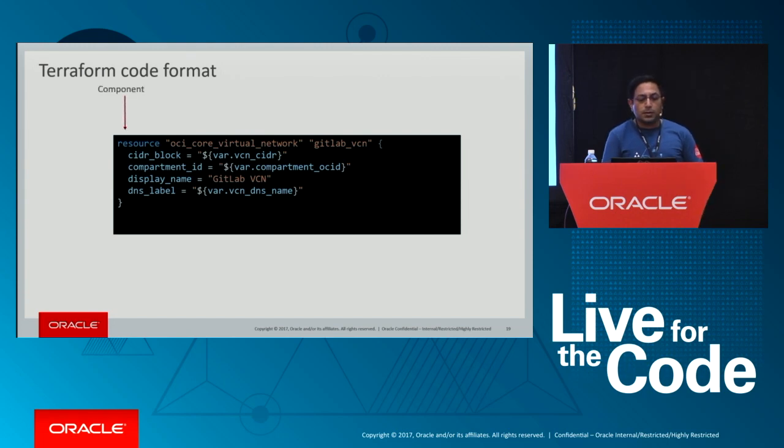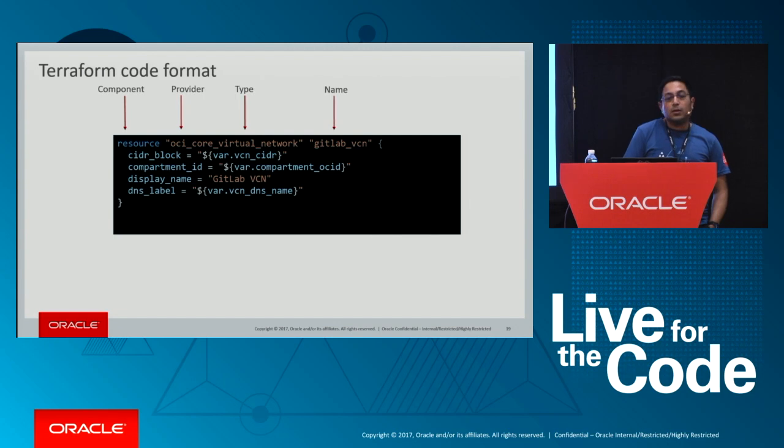So the Terraform code format is actually pretty simple. You start with a component. A component can be either a resource or a data. You then specify the provider. In this case, this is OCI, and the type of provider. So here we are creating a virtual network, and then you give it a name, right?